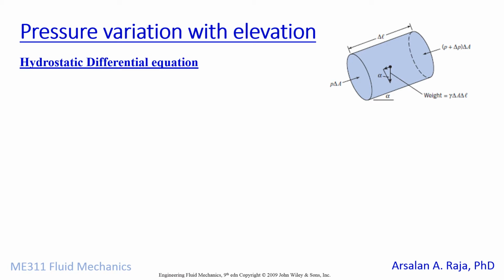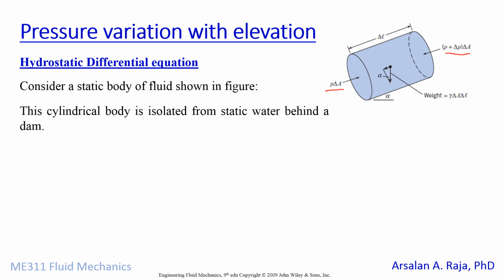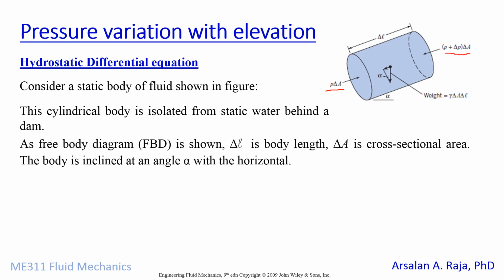So if you see, this element has a force of P times delta A applied in this direction, and after a step of, let's say, delta L length of the element, it is experiencing a force of P plus delta P into delta A. So consider a static body of fluid as shown in this figure. The cylindrical body is isolated from the static water behind a dam. As the free body diagram is shown, delta L is the body length, delta A is the cross-sectional area. The body is inclined at an angle alpha with the horizontal, right?